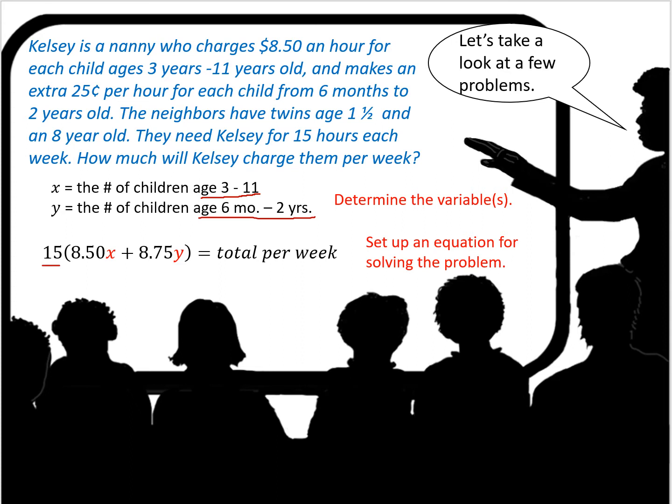15 hours is what they need her for, and that's going to be times the 8.50x, where x is the number of children 3 to 11 at $8.50 an hour, plus the $8.75 per hour for the number of children that are 6 months to 2 years. That should equal the total per week.